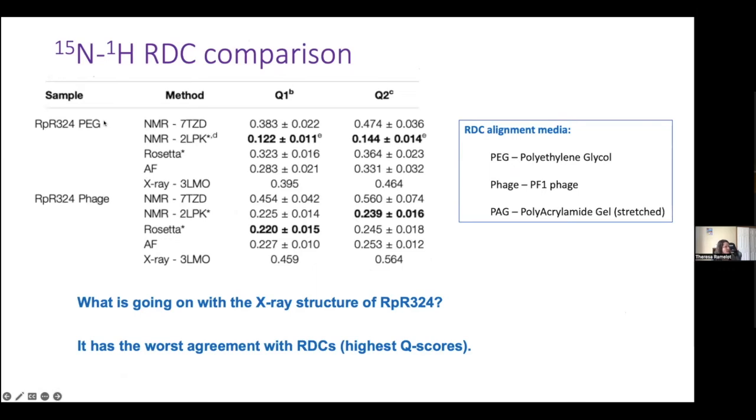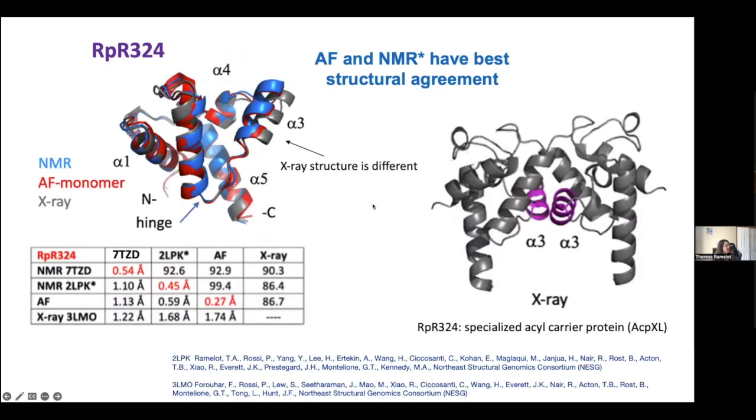In this case, though, when we have RpR324 with polyethylene glycol and phage as a different alignment media, we found that, again, the AlphaFold had a lower Q-score than the NMR not refined with RDCs. We have 0.27, 0.45. But what is going on with these X-ray structures? Why are they higher? They had the worst agreement with RDCs. That was a question that we wanted to look into further. It turned out that when you look at the structural agreement, the AlphaFold structure and the NMR structure refined with NH RDCs have the best agreement.